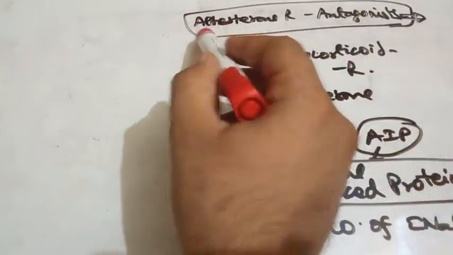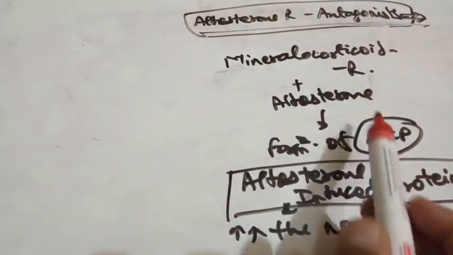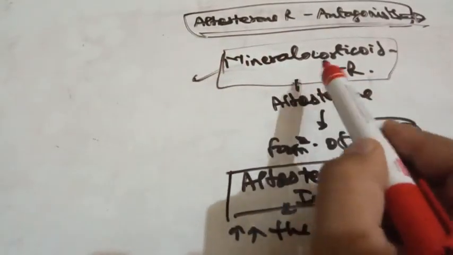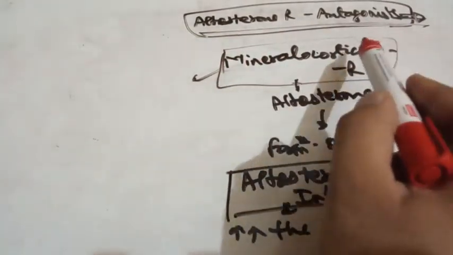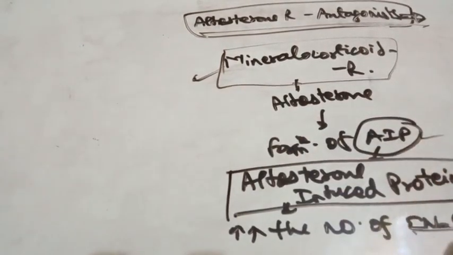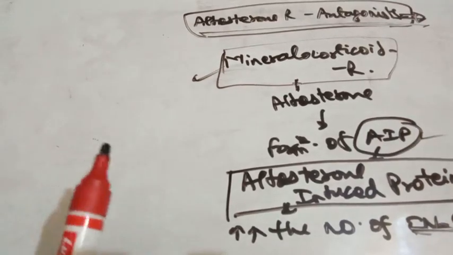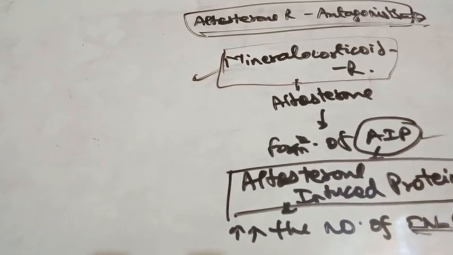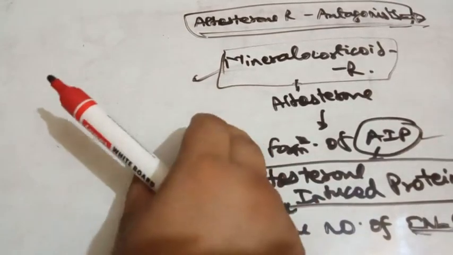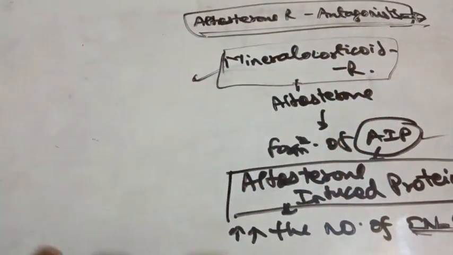When aldosterone receptor antagonists are administered, they will block this mineralocorticoid receptor, and aldosterone will not be able to bind to this receptor, and this whole cycle will not take place. There will be no formation of AIP, no increase in the number of ENaC, and thus no transfer of sodium ions from the lumen of DCT into the interstitial fluid. So this is how aldosterone receptor antagonists work.